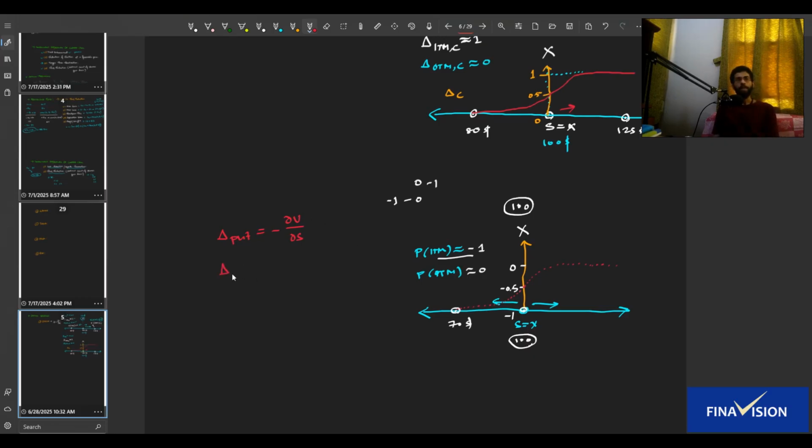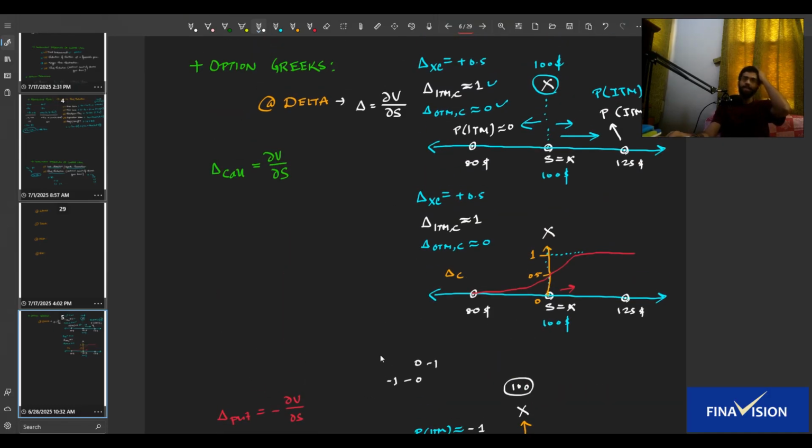So let me write down here: delta of a put which is at the money has a value of -0.5. Delta of a put which is deeply in the money is a value very close to -1. And delta of a put which is deeply out of the money is a value very close to 0. And this is how the delta behaves. Delta is a variable that behaves in this way, right?